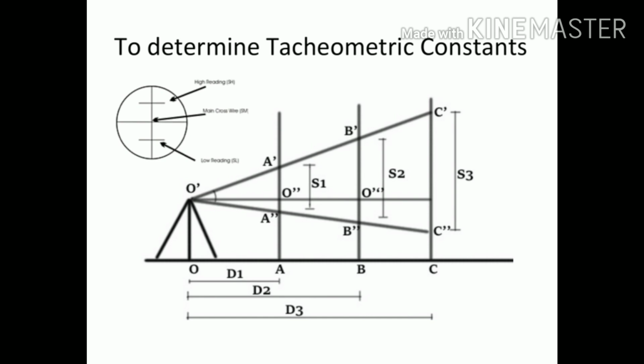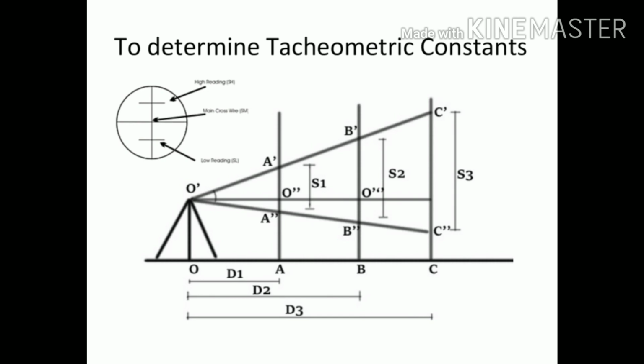In the first experiment, we have to determine the tachyometric constants, that is K and C, that is multiplicative constant and additive constant. To determine this, first we have to set the theodolite at some point and keep the leveling staff at a known distance of D1, that is at point A. Observing from the theodolite to the leveling staff kept at A, take the upper hair reading and lower hair reading. The difference of the two will give us S1.